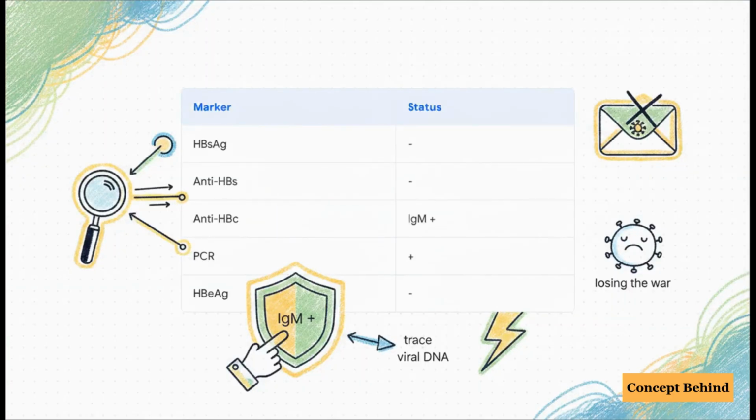So how in the world do we crack the case during this window period if both surface markers are negative? The only proof that this intense, active battle just happened is the presence of our early responder core antibody, the IgM. That remains positive. The PCR might also still show up positive since trace amounts of viral DNA are lingering, but the E antigen goes negative because the virus knows it's losing the war and it's stopped actively replicating. So really, that IgM marker is your golden key to identifying the window period.